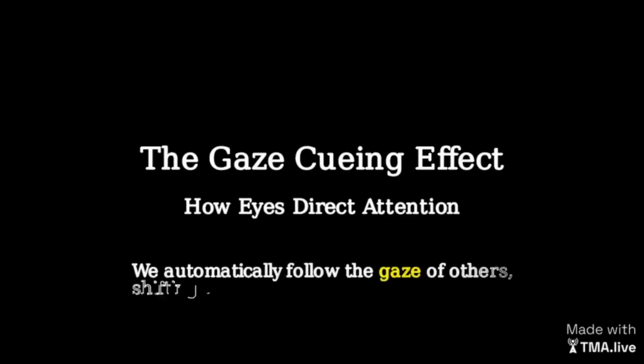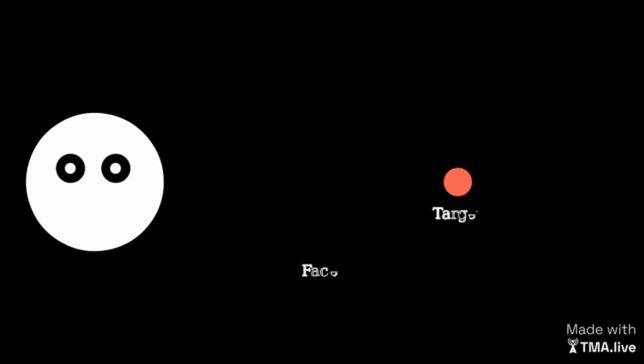The gaze cueing effect is a fascinating phenomenon where we automatically follow the direction of another person's gaze, shifting our attention accordingly. This subtle but powerful effect plays a significant role in how we interact with and perceive the world. Let's look at a simple demonstration. Here's a face with eyes that can shift their gaze. When the pupils move to the right, our attention is automatically drawn in that direction. This is the fundamental principle of the gaze cueing effect.